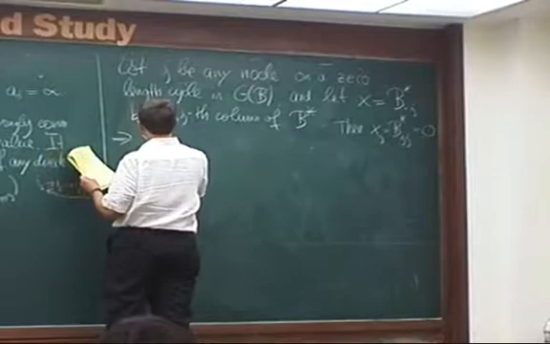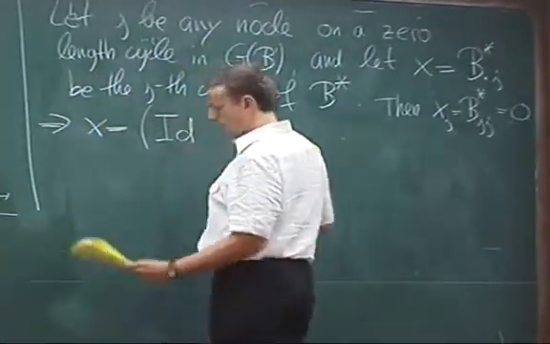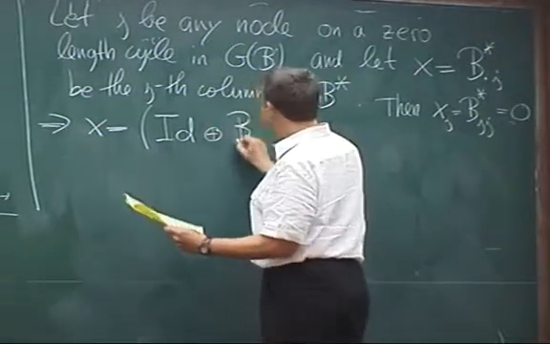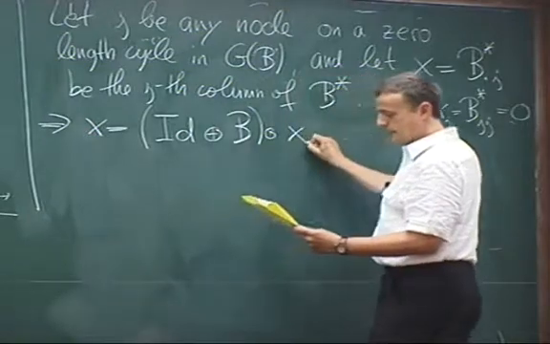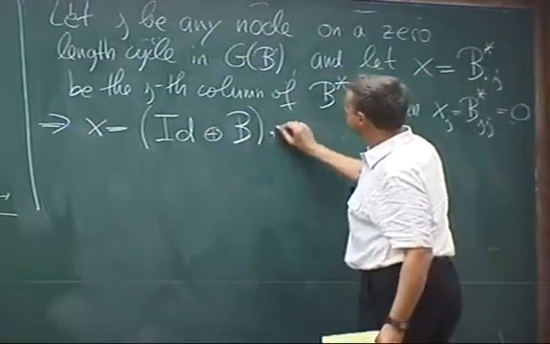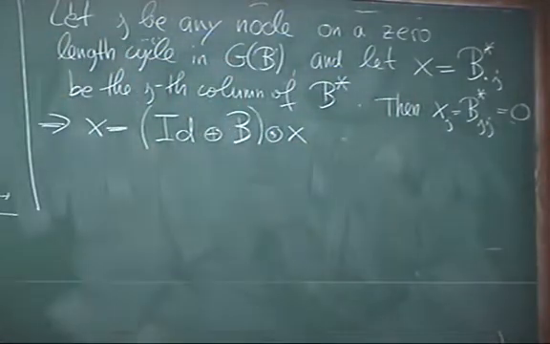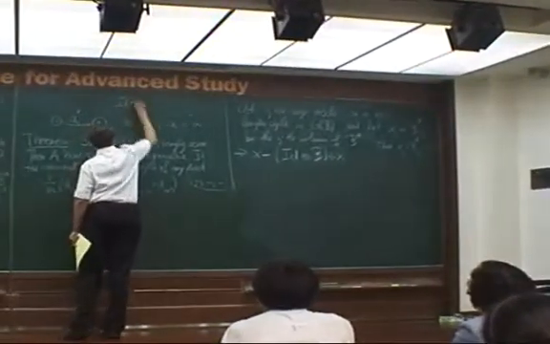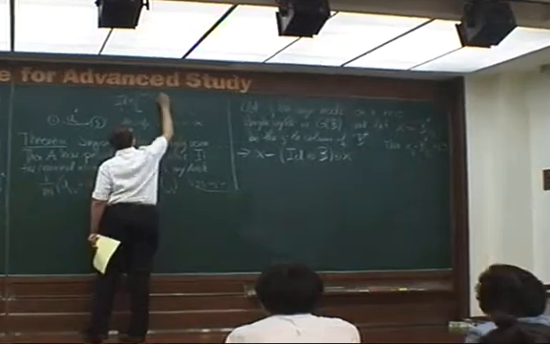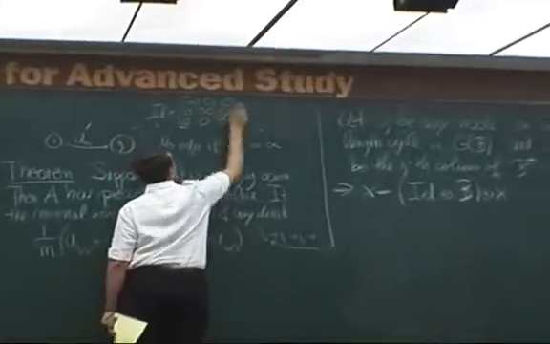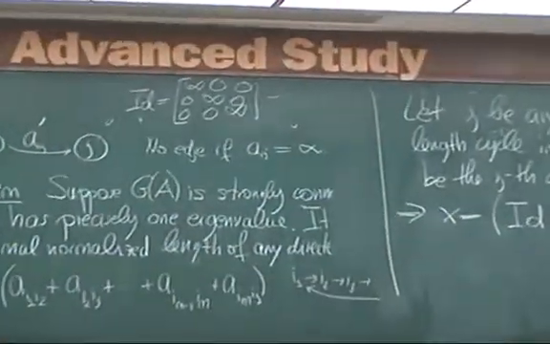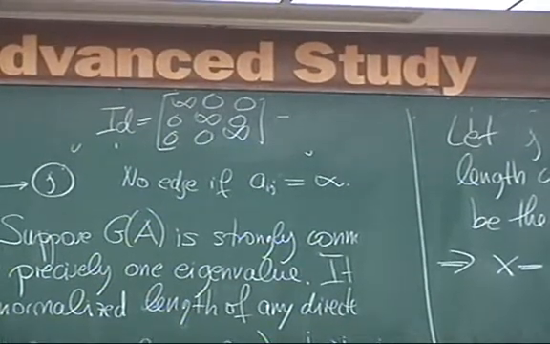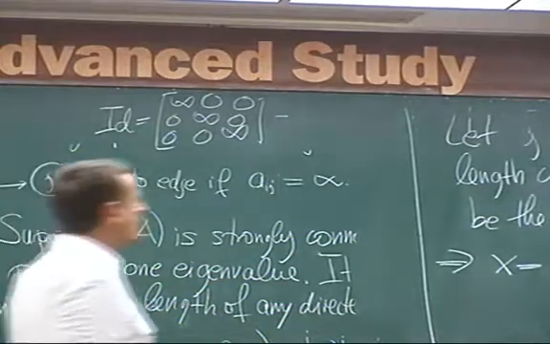So now I claim that x is equal to the identity plus b times x. Why is that? So first of all, what's the identity? So the identity matrix, right, is infinity, infinity, infinity on the diagonal, and zeros otherwise. So this is the n by n identity matrix. So the tropical identity matrix has plus infinity on the diagonal, and it has 0 anywhere else. Now why does this hold?